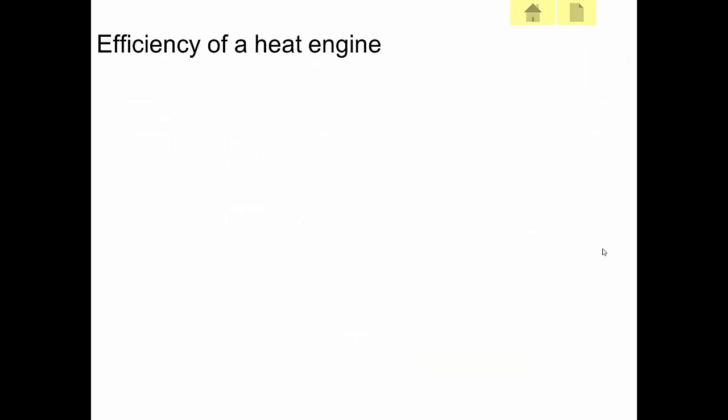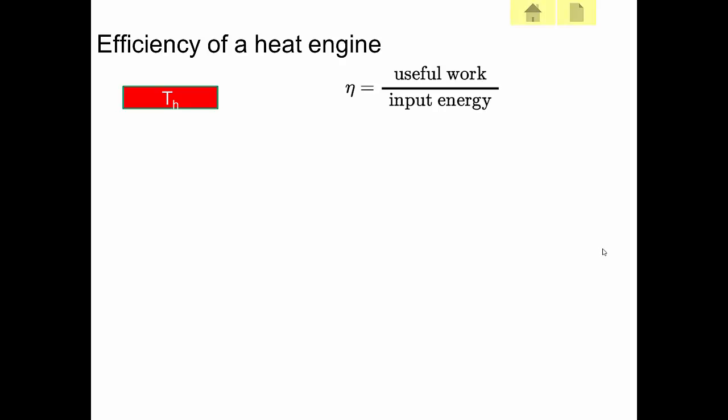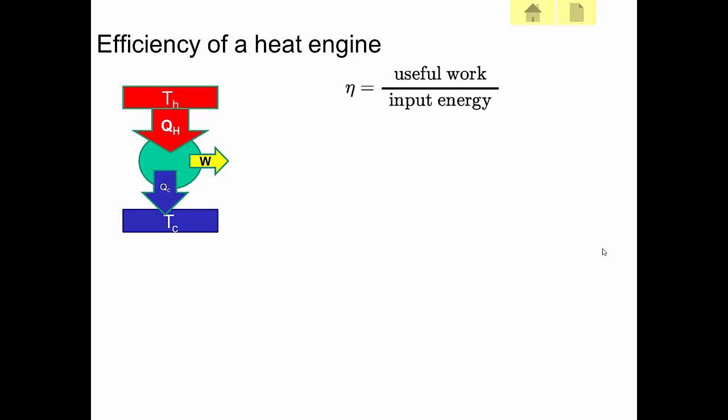The efficiency of a heat engine. Now, this is the efficiency equation, useful work divided by input energy. So let's do a heat engine. We have a hot reservoir, a cold reservoir, the heat engine now. So thermal energy comes in from the hot reservoir, produces work, and some energy is ejected. So if we say the input energy is QH, that turns into QC plus W.